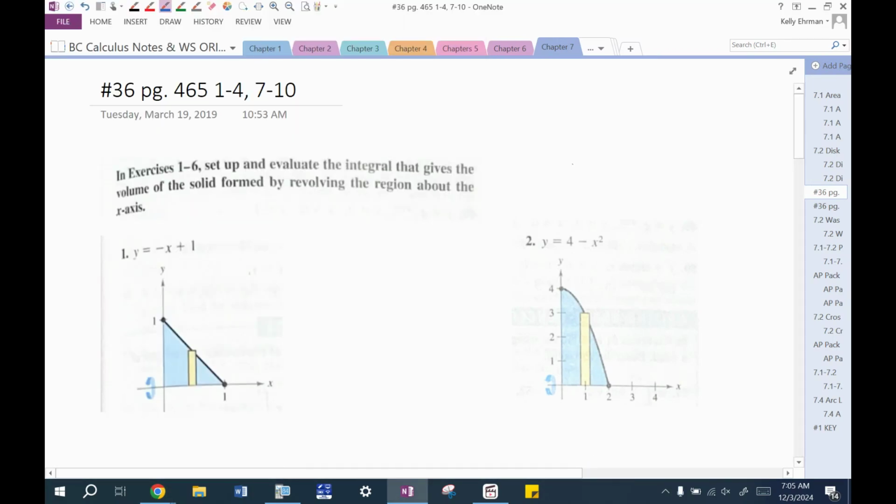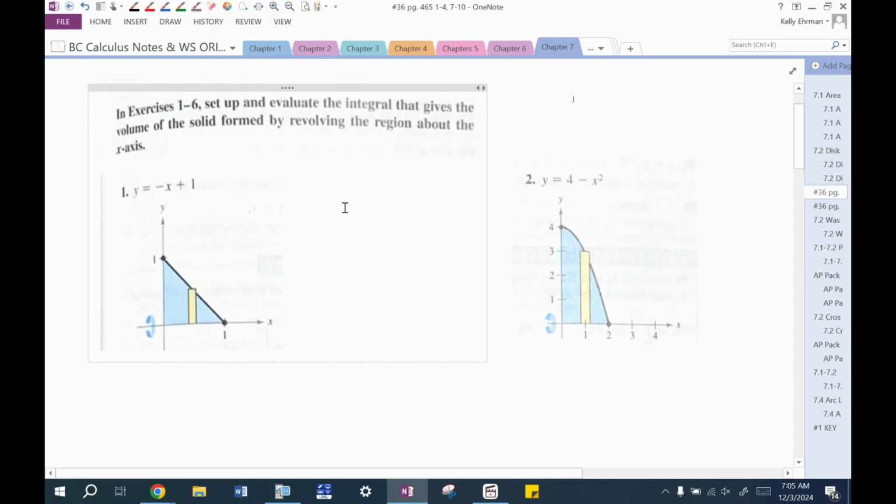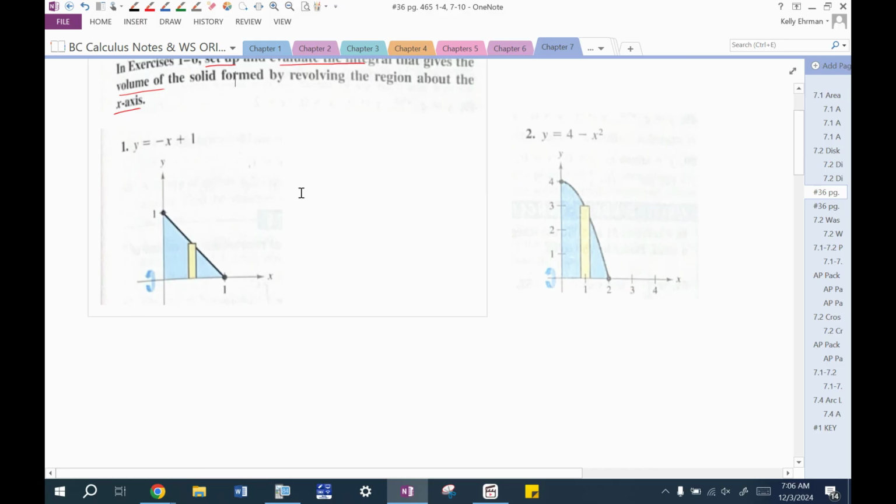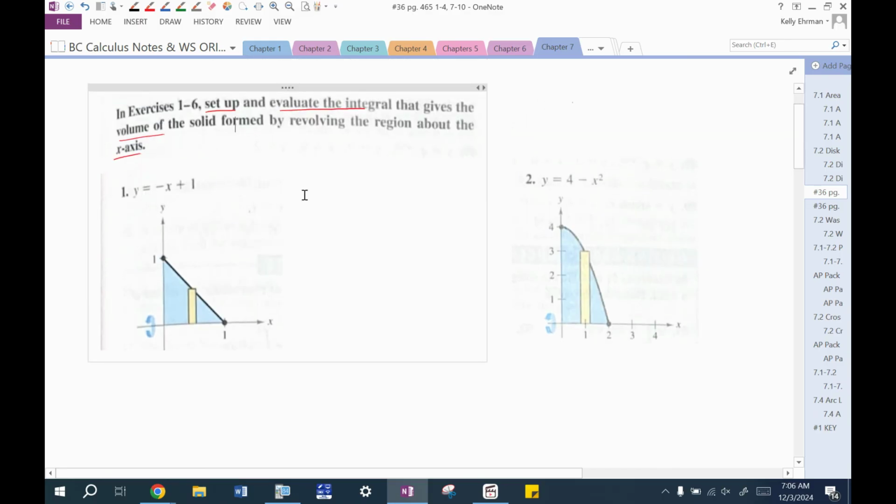All right, we're on homework 36. And the first problem says to set up and evaluate the integral that gives the volume of the solid formed by revolving the region about the x-axis. So for any of these, if you're not provided a graph, you should sketch the graph so that you know what's top versus bottom or left or right minus left.